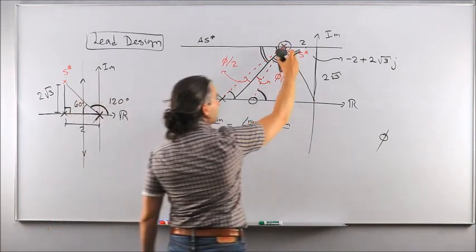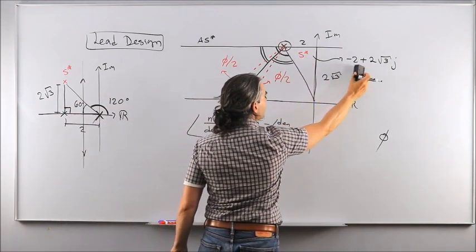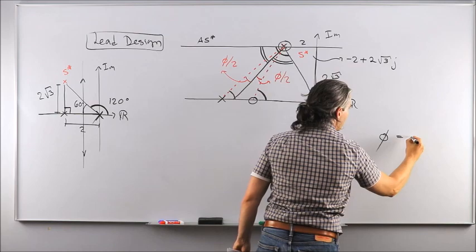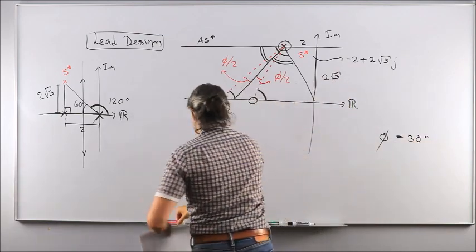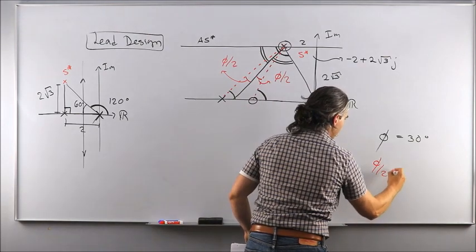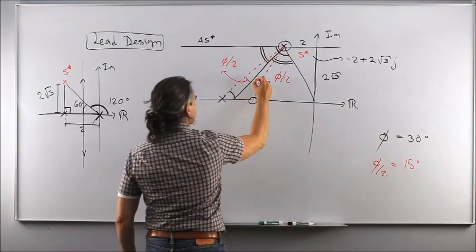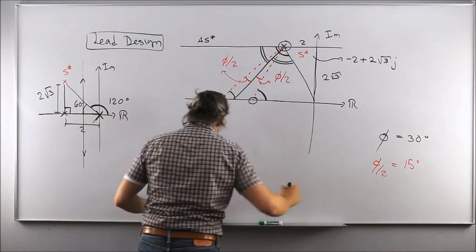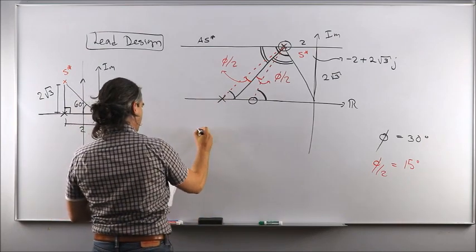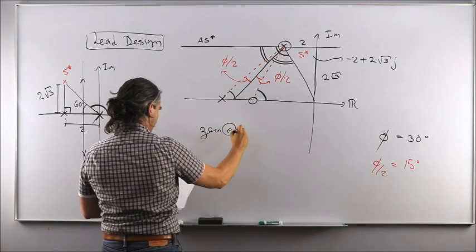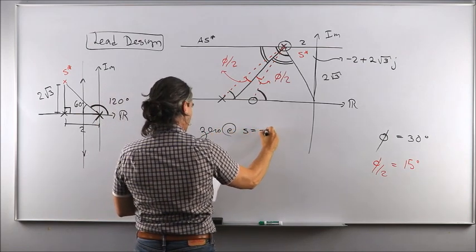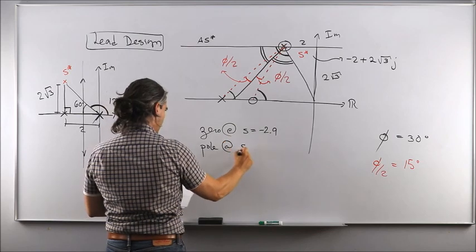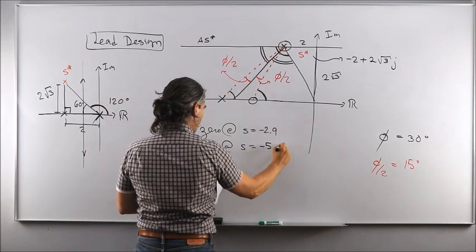Now for that specific trigonometry where the desired pole is at -2 plus 2 square root of 3j, and that we need to provide phi equal 30 degrees, and thereby phi over 2 of 15 degrees, so that is 15 degrees, 15 degrees, you shall end up with a zero at s equal minus 2.9 and a pole at s equal minus 5.4.